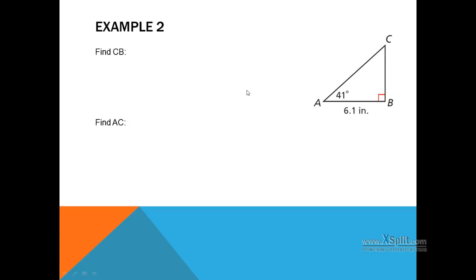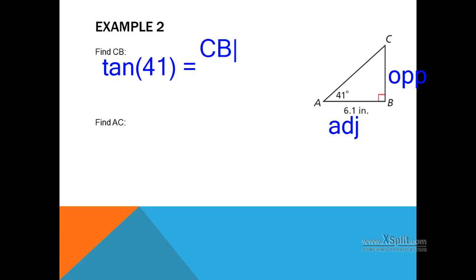So let's go rewrite that, opposite on the top, adjacent on the bottom. We're going to write tangent of our angle, 41 degrees, is equal to our opposite side. We don't know how big it is yet, that's just side CB, over our adjacent side, 6.1.